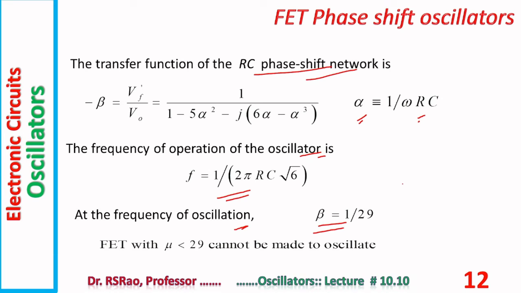But beta A should be slightly more than 1. So when beta is 1 by 29, A, gain of the basic amplifier, should be more than 29. So FET with the amplification factor of less than 29 cannot be made to oscillate. We have to select a FET whose amplification factor is more than 29.